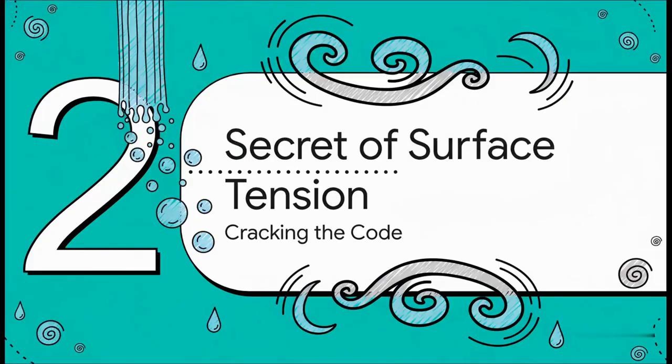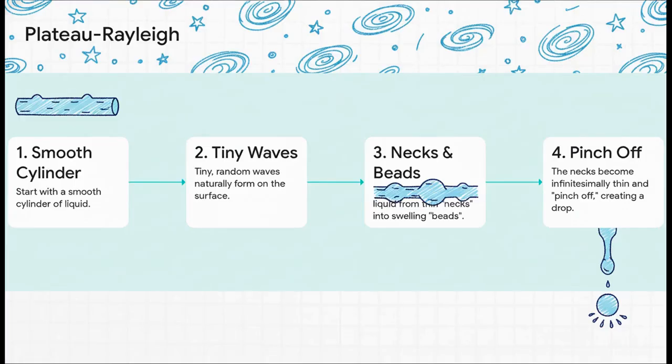Okay, so figuring out that surface tension was the key player here was a massive breakthrough. But that just leads to another question. How does this stretchy skin make a perfectly smooth column of water just spontaneously bust apart into a neat little line of drops? It all comes down to this really elegant process called the Plateau-Rayleigh instability.